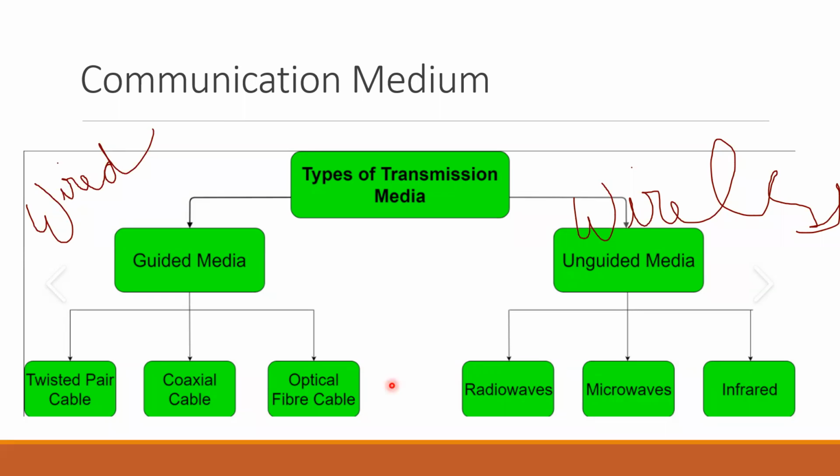Starting with guided media, there are three types of cables mainly used: twisted pair cable, coaxial cable, and fiber optic cables. Talking about unguided media, we have three technologies: radio waves, microwaves, and infrared.